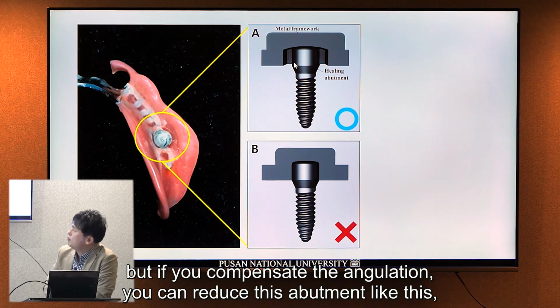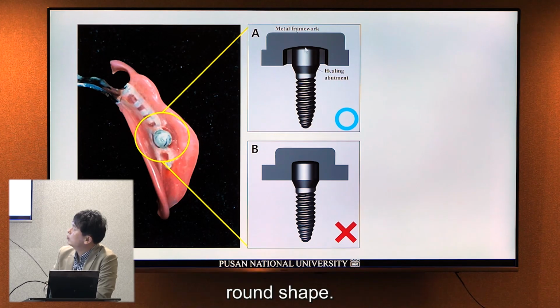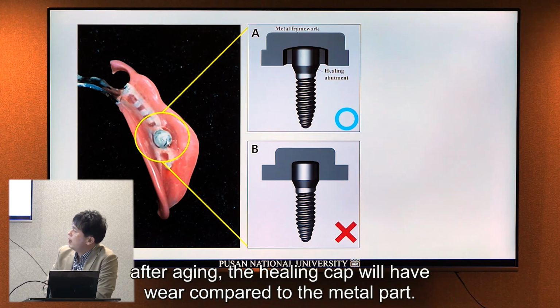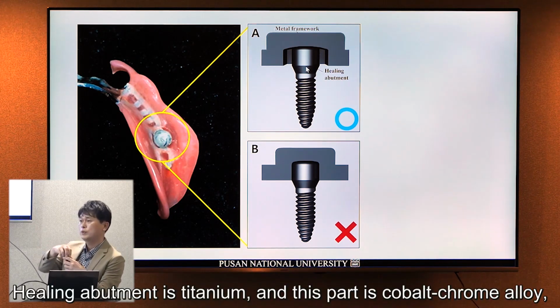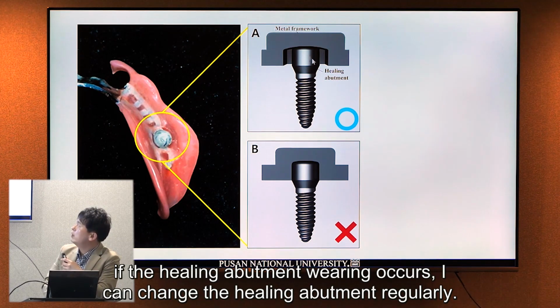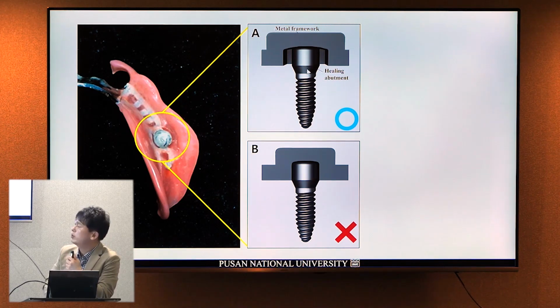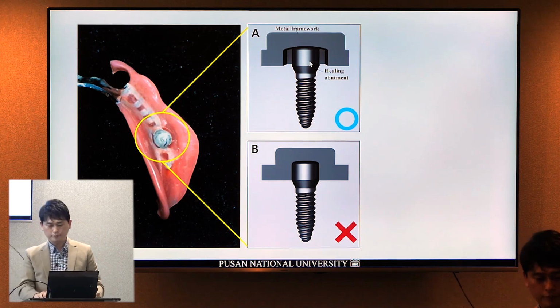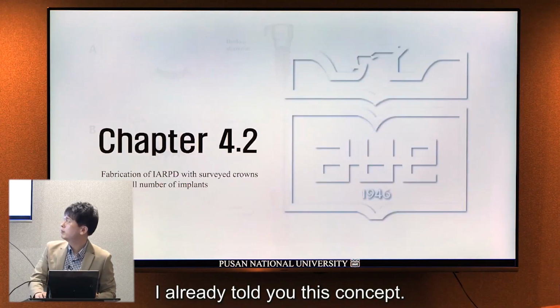But if you need to compensate for the angulation, you can reduce this abutment like this, in round shapes. The benefit of using the metal cap is that after aging, the healing abutment will wear compared with the metal part. The healing abutment is titanium, and this is cobalt chrome metal. So if the healing abutment wears, I can change it regularly. Yes, 3 or 4 years later, I changed this healing abutment. I told you this concept previously.